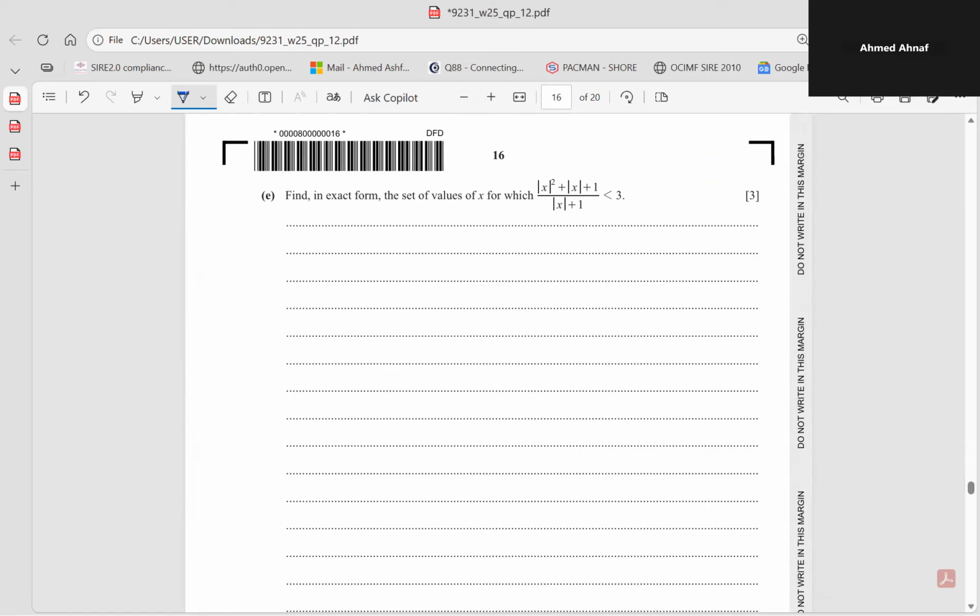Okay, so for this final part, we need to find in exact form the set of values of x for which the curve in the previous part is less than 3. So for these types of questions, you first have to remove the inequality sign and replace it with the equals sign. Okay, so let's start. You equate it to 3.